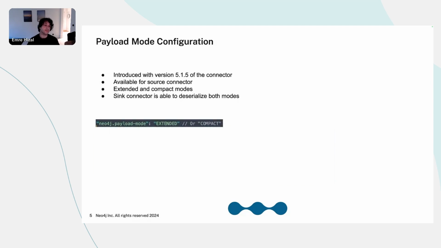Another important thing to mention is the payload mode configuration. It's a brand new feature that we introduced with the 5.1.5 version of the connector. And it's not the Neo4j database version, it's the connector version, just so you know. It's only available for the source connector, and it has extended and compact modes. Also, the sink connector is able to deserialize both modes.